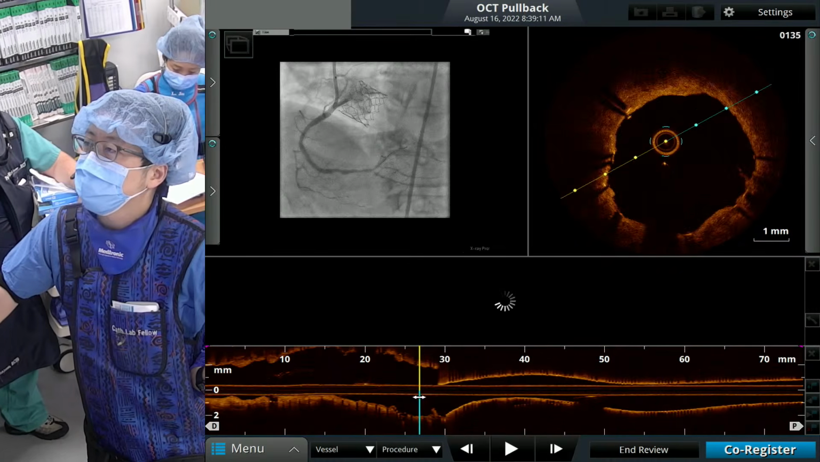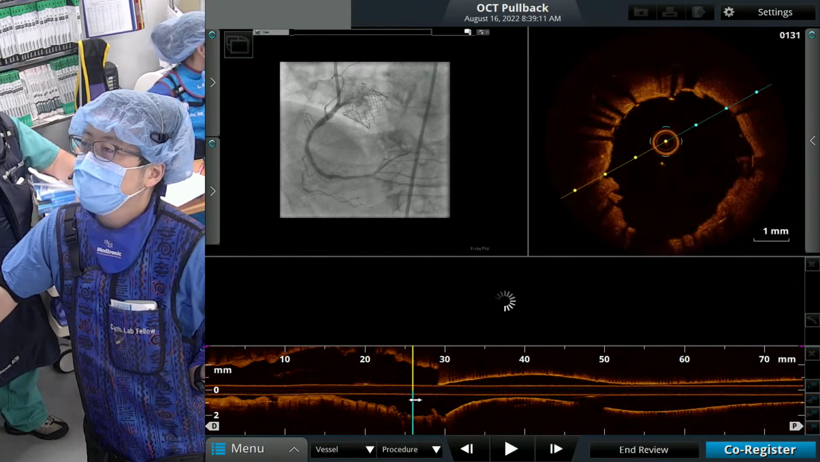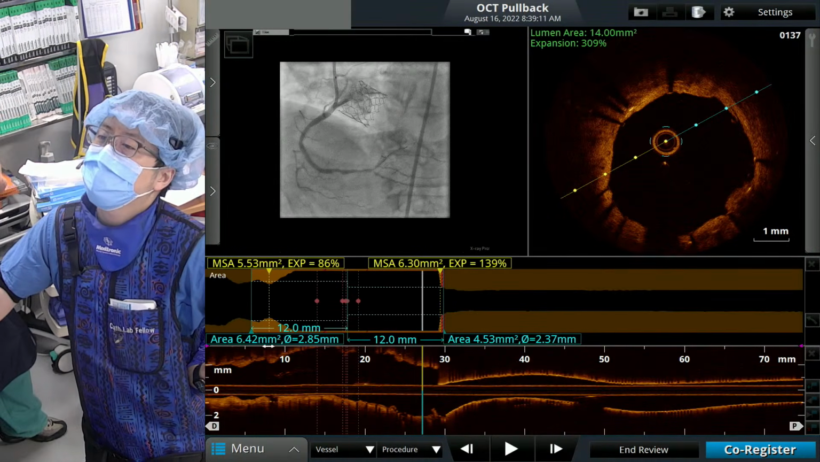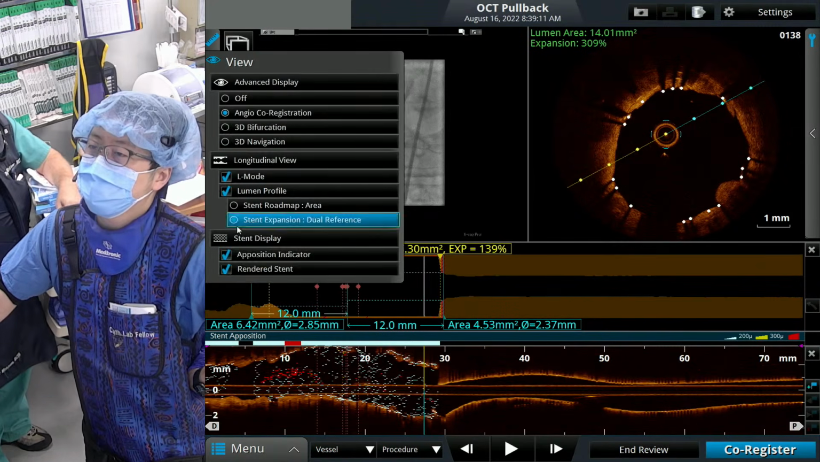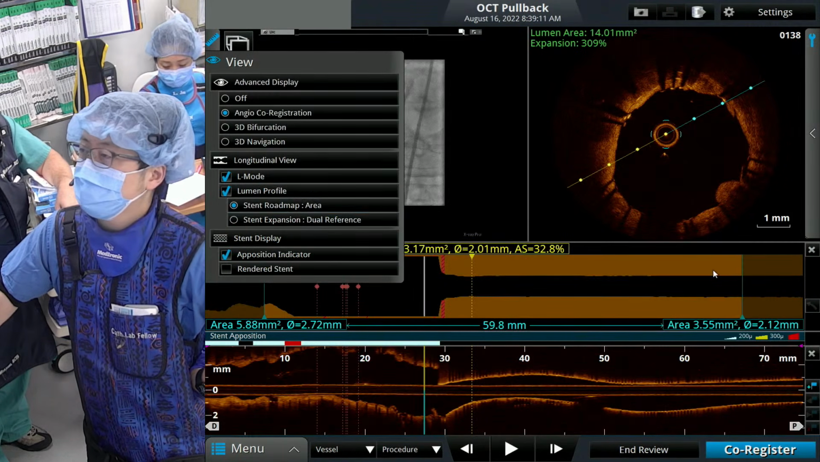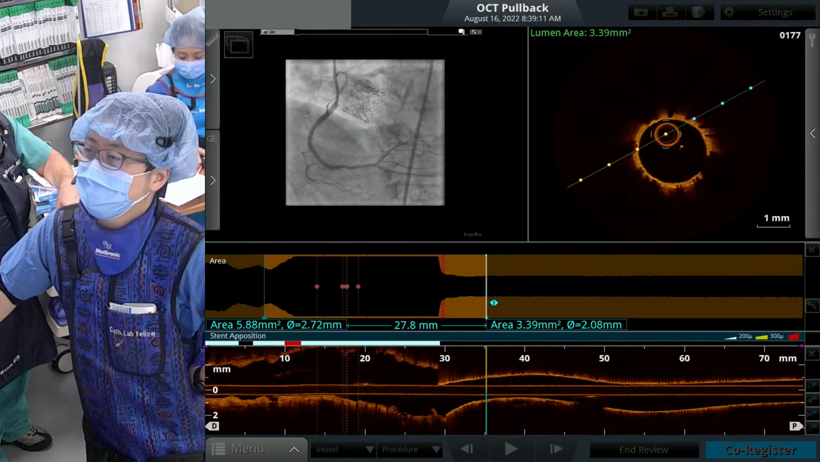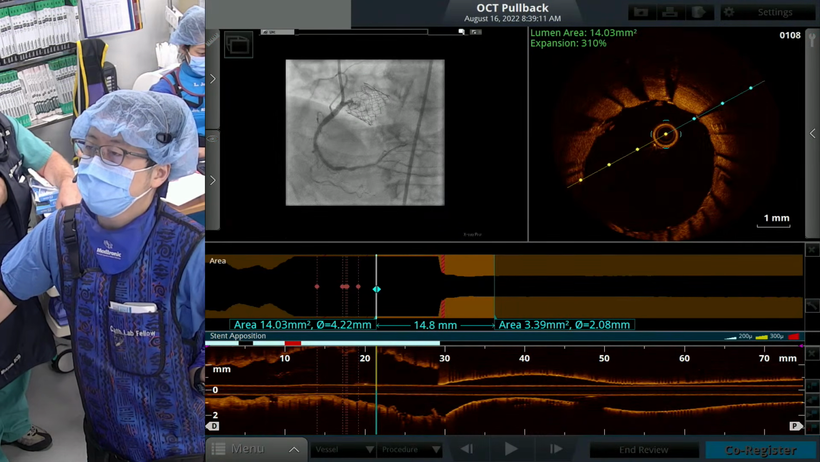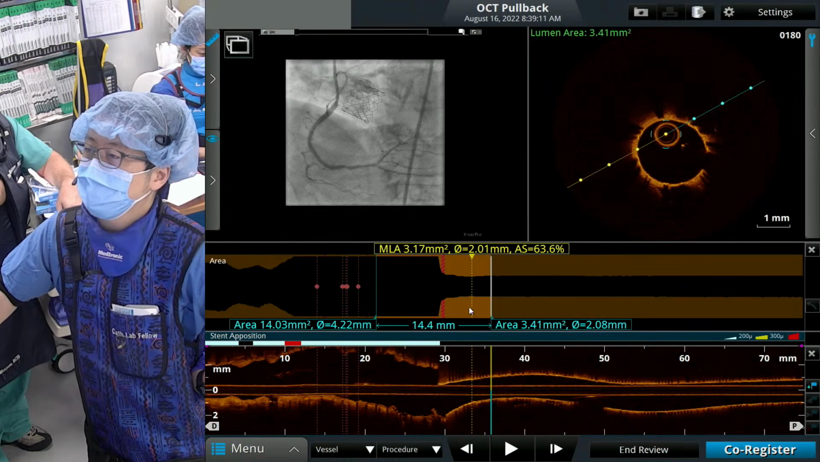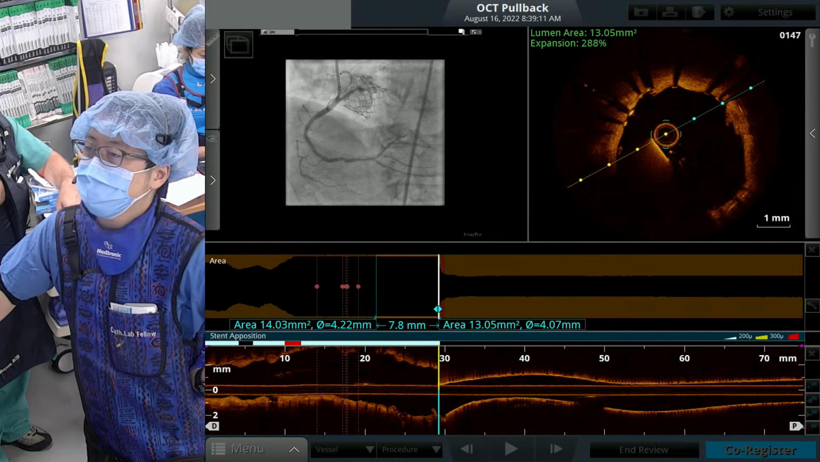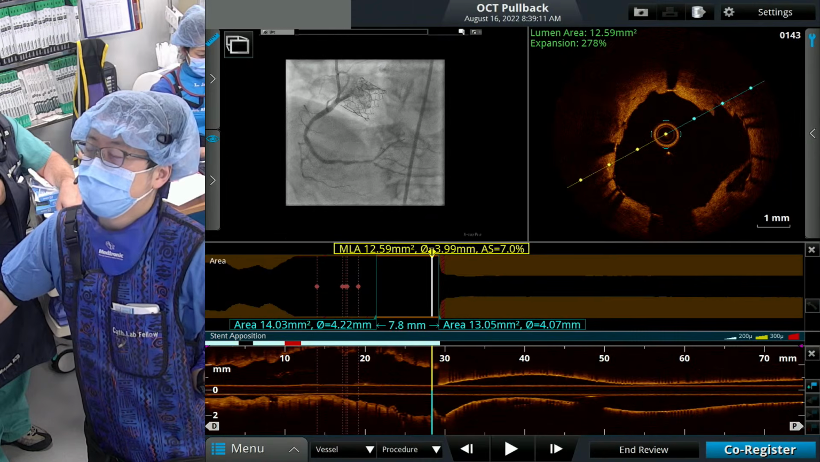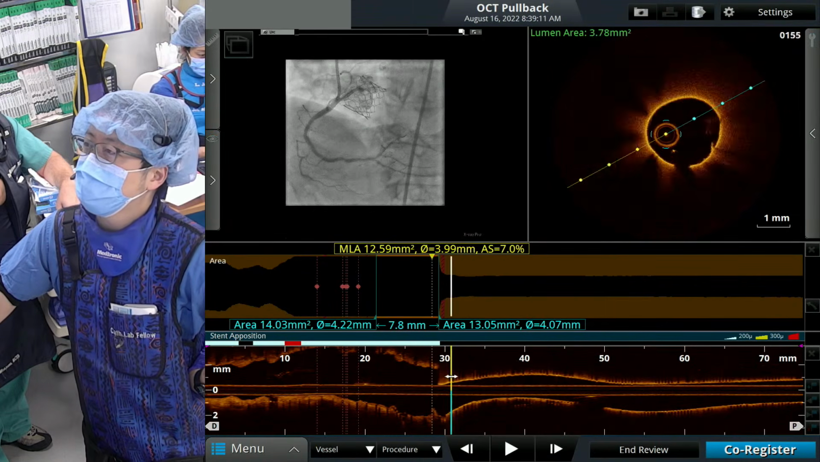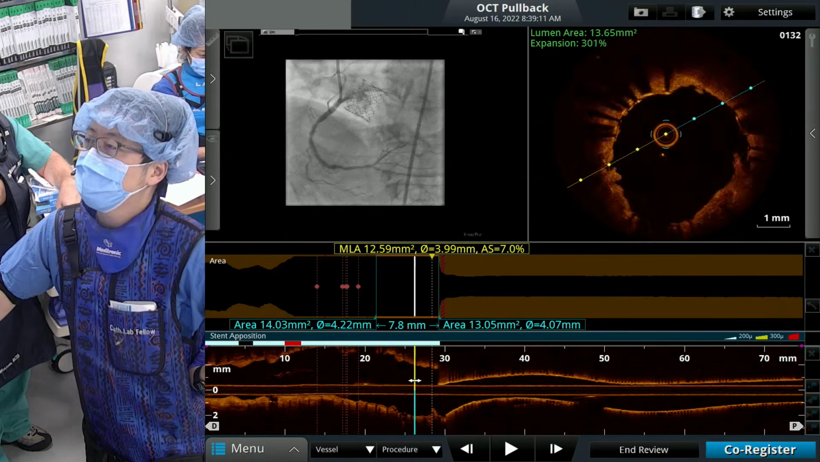Excellent. We'll take a last picture with a little nitro. Let's see the difference. The tightest area was like 1.7 or something, and now I show you the post area is like 12. Unbelievable. Really expanded, super expanded.